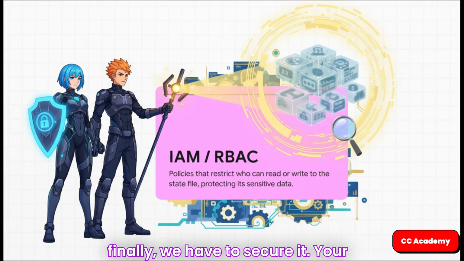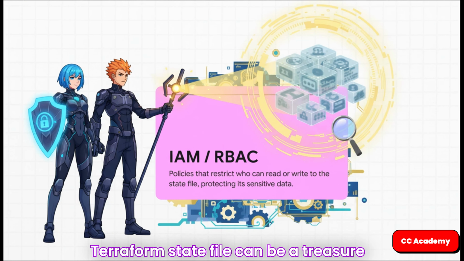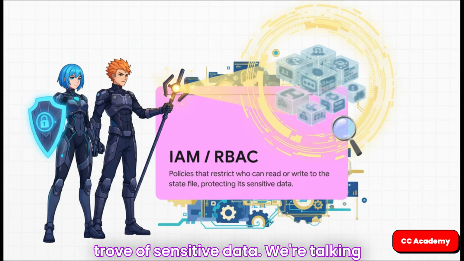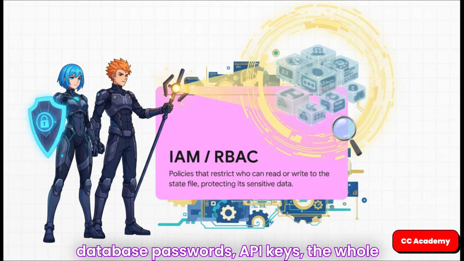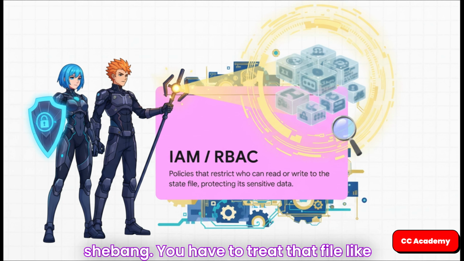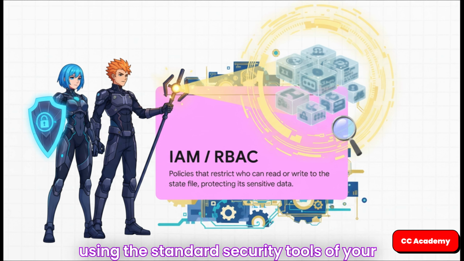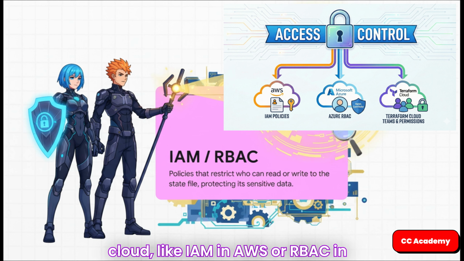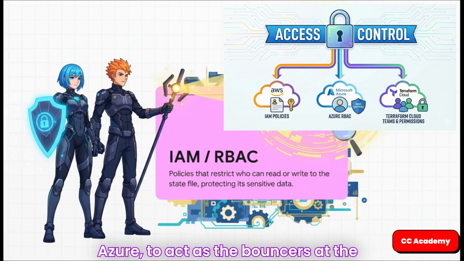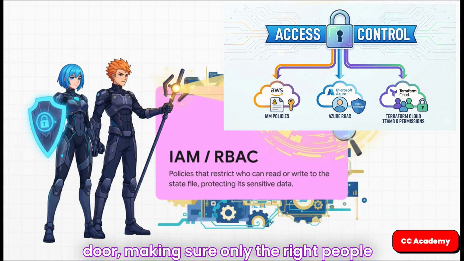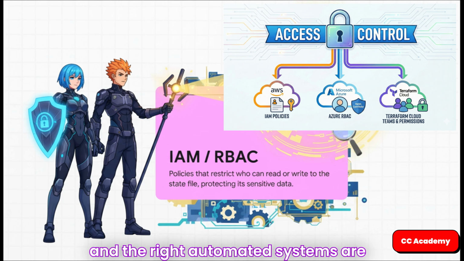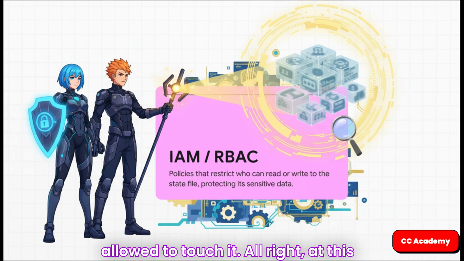And finally, we have to secure it. Your Terraform state file can be a treasure trove of sensitive data. We're talking database passwords, API keys, the whole shebang. You have to treat that file like any other production secret. We do that using the standard security tools of your cloud, like IAM in AWS or RBAC in Azure, to act as the bouncers at the door, making sure only the right people and the right automated systems are allowed to touch it.